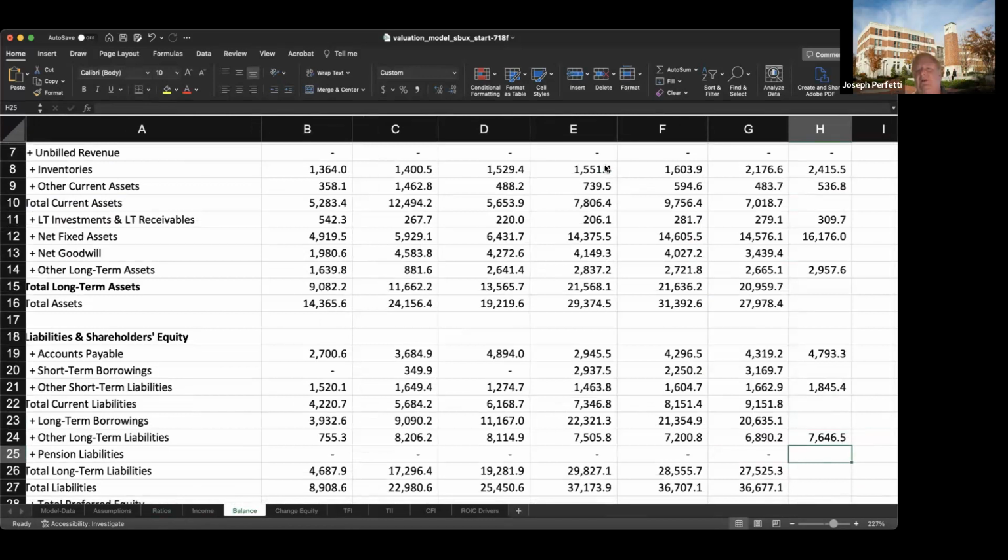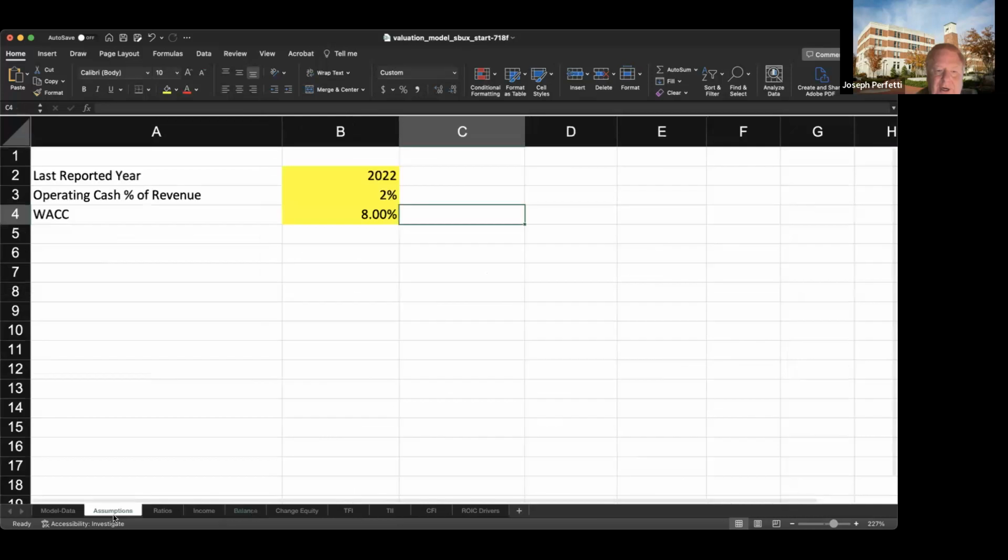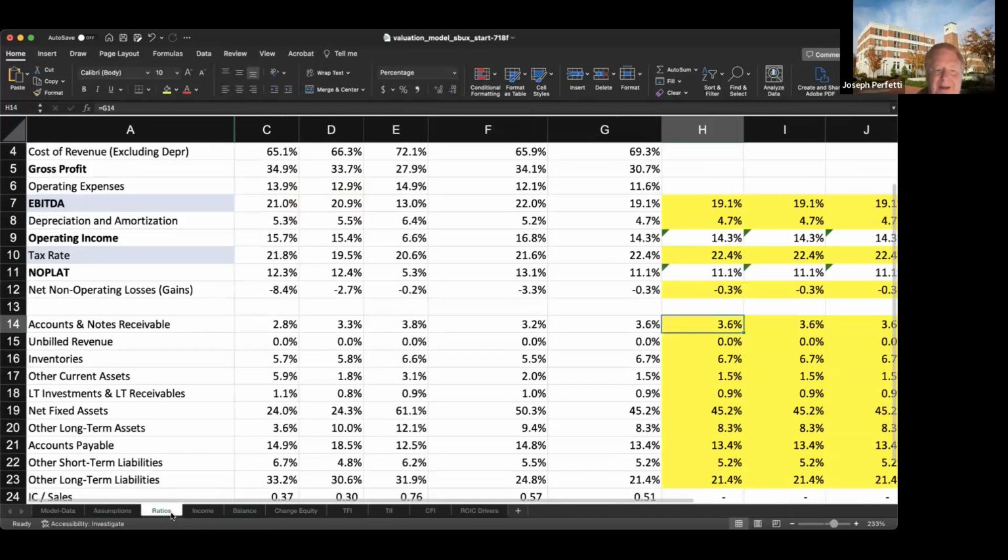So those are all the ratios on the balance sheet that I am choosing to forecast as a percentage of sales. And you might say, why do you do those? Because these are generally the operating balance sheet ratios.